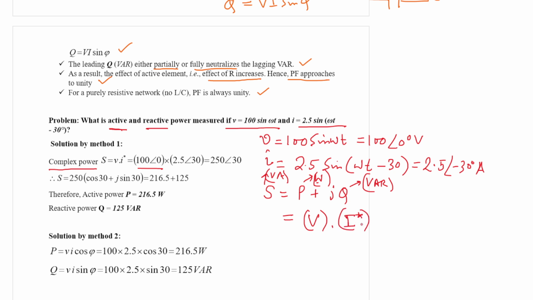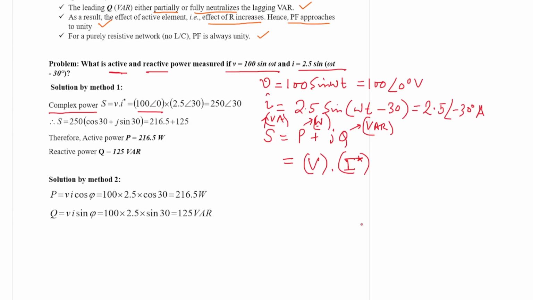It is the common notation, and this is given by V, that is voltage, into current conjugate. So your voltage is 100 angle 0. Now what is conjugate? Conjugate means the angle becomes negative. So if it is minus 30, it becomes plus 30. So I conjugate is written 2.5 angle 30. If you multiply, it will become 250 angle 30 degree.